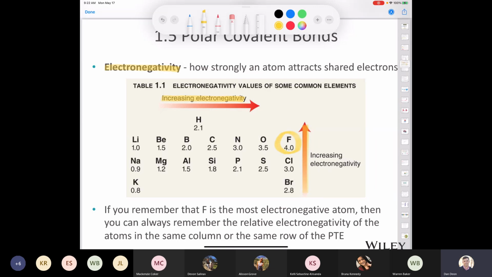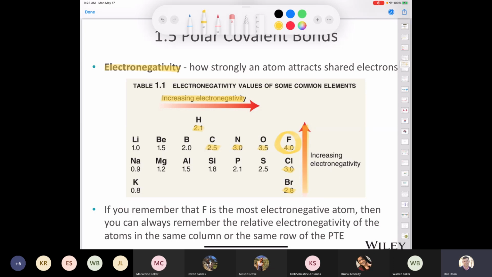Now, the ones that are going to be commonly used in this class, the ones that are going to come up over and over and over, are going to be things like carbon, obviously, hydrogen, nitrogen, oxygen, fluorine, chlorine, bromine. So I would recommend that you memorize the electronegativities of all the elements that I have highlighted in yellow.